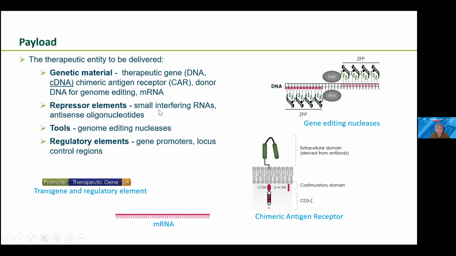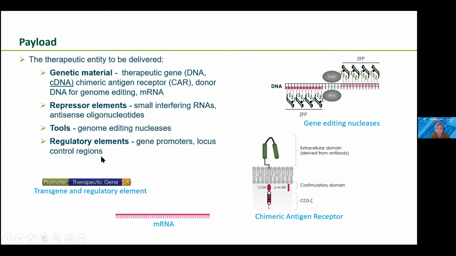It could also be one of these small interfering RNAs if we're looking to perform repressor activities or actually eliminate expression. It could also be a tool such as the genome editing nucleases. So this again would be an example where you're modifying a cell and its sole job may be to deliver this gene editing nuclease. And regulatory elements. Oftentimes when we deliver these payloads, they include some kind of method of regulating expression of that therapeutic payload.